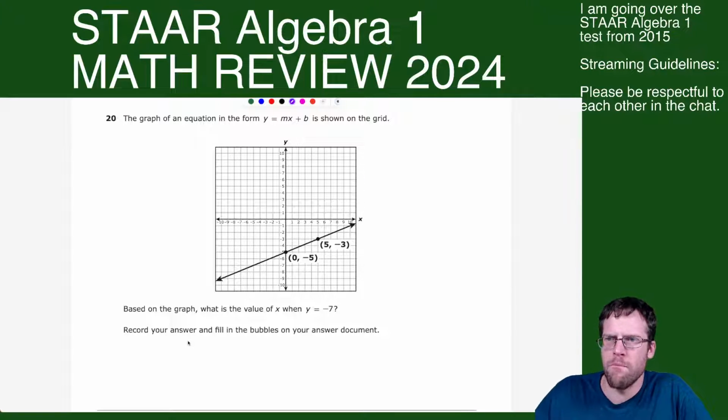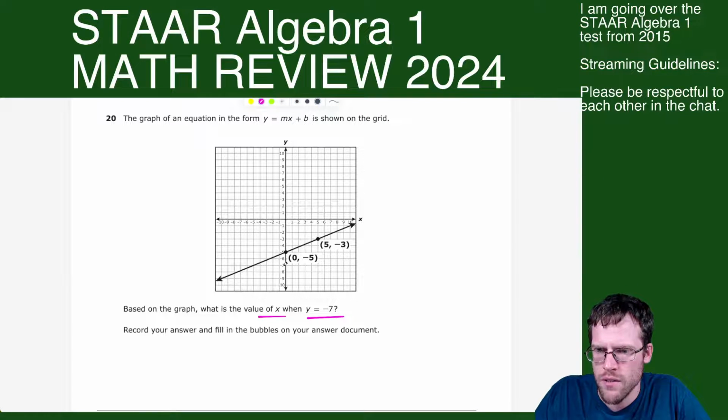All right. Based on the graph, so we have this line y equals mx plus b, whatever. What is the value of x when y is negative 7? So go down to y is negative 7. So y is negative 7 is here. And then you want to follow this to the line. Ready? So we're going to go y equals negative 7. We follow to here. Okay.